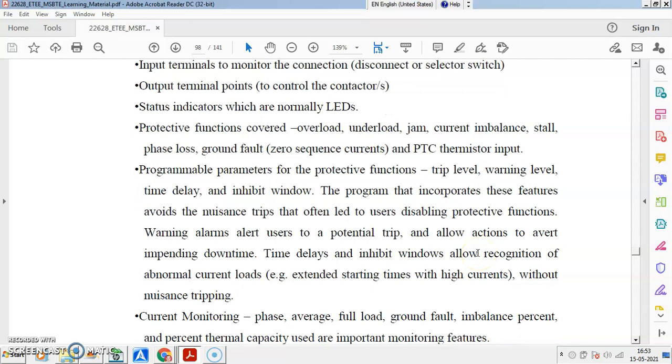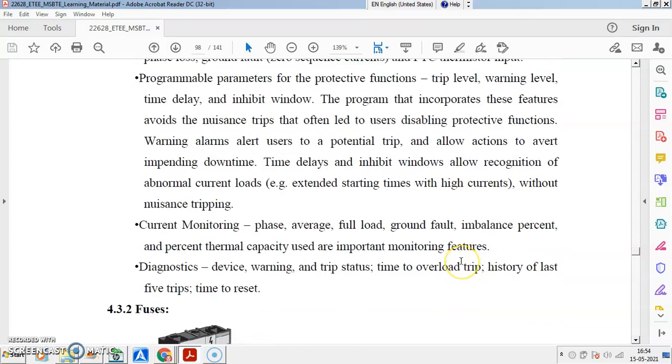Then you may have programs for warning alarms, you may have the potential to trip, it may allow you to avoid downtime, and you may have programmed indications about abnormal conditions and extended loading. Current monitoring you can have. Current monitoring may be phase current, average current, full load current, ground fault, unbalance, and that can be programmed. Depending upon the parameters shown by the relay, you can diagnose, and on the basis of diagnosis you can go for the right maintenance of the system.